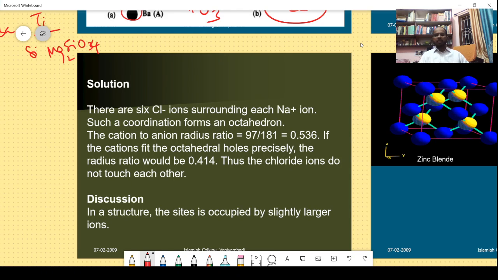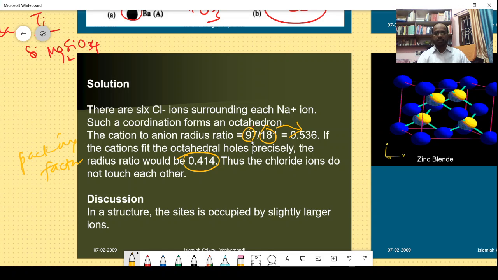So it says that the radius ratio that is given directly is 97 by 181. So you can see that if it is 0.536, the cuboid form is more favorable, and the ratio is 0.4. We sometimes call it the packing factor also, and that is dependent on the radius ratio. If the radius ratio changes, you get a body centered cube, and if it increases, you get a face centered cube or simple cubic.